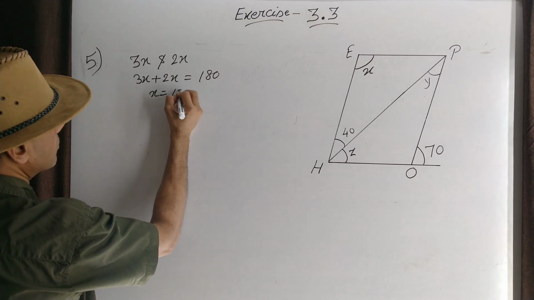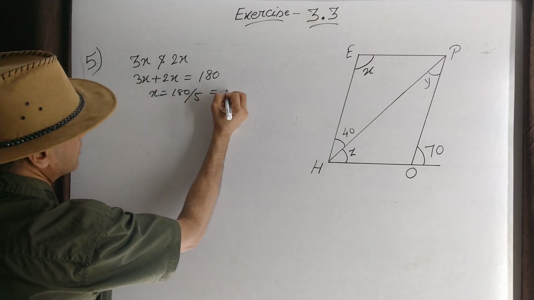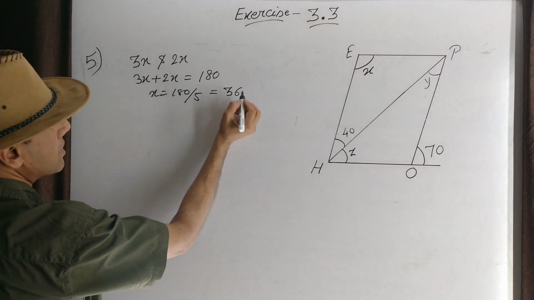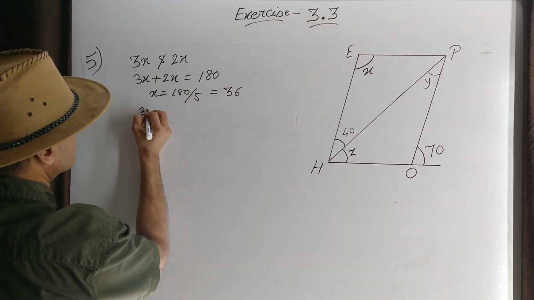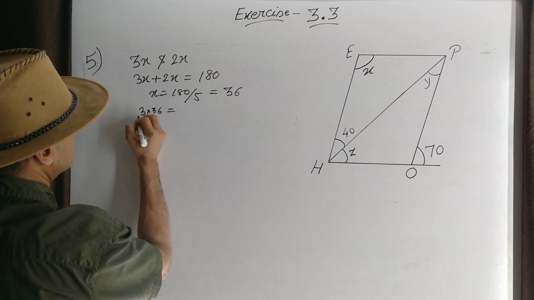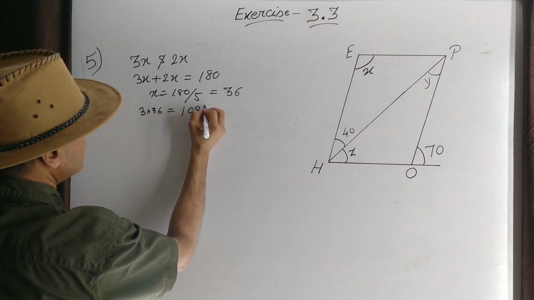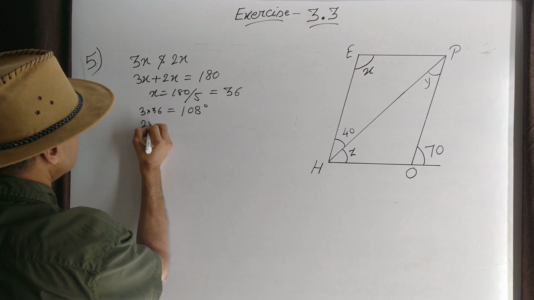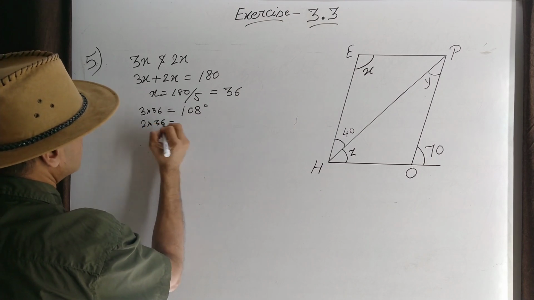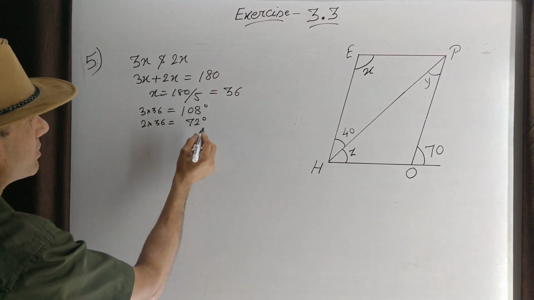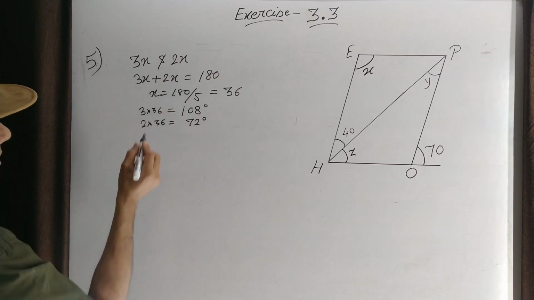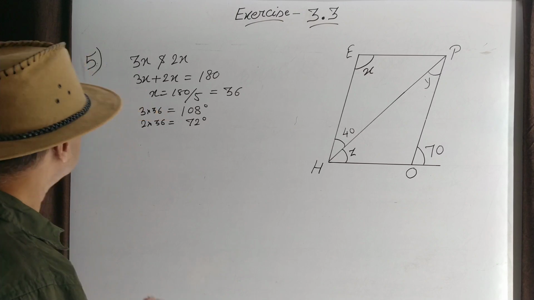x is equal to 180 divided by 5, that is 36 degrees. So the angles will be 3 into 36, that is 108 degrees, and 2 into 36, that is 72 degrees. So the angles of the parallelogram with this parameter will be 108 degrees and 72 degrees.